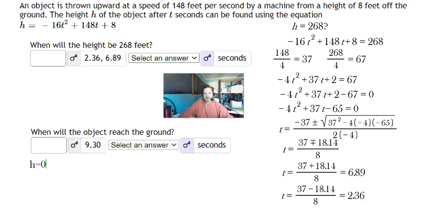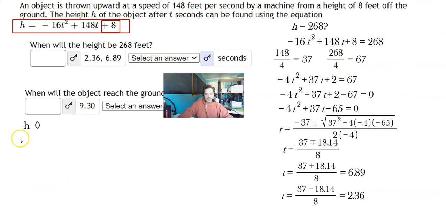Go back and look at the equation for a second right here. The equation states the object is an 8 in this position. That means that the 8 tells you the initial height of the object when it's first launched. It's launched at 8 units. So then we look for the second time when it strikes the ground. So you're going to have h is equal to 0. You need to solve that equation. Negative 16t squared plus 148t plus 8 is equal to 0.